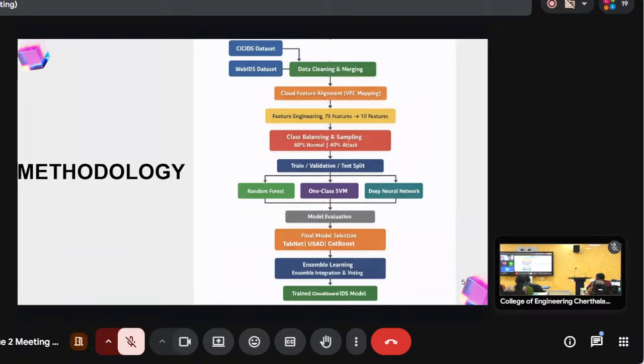Which model did you take for deep neural network? Single ANN architecture itself. Then why do you call it a deep neural network? We use many layers. Okay.